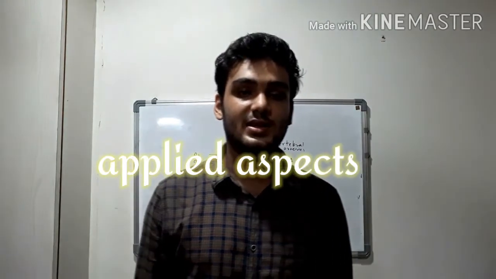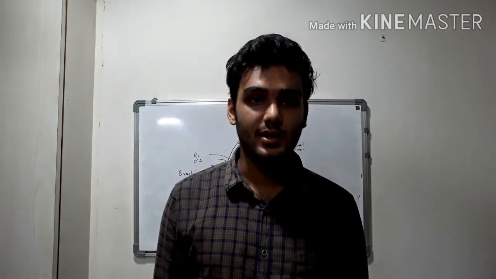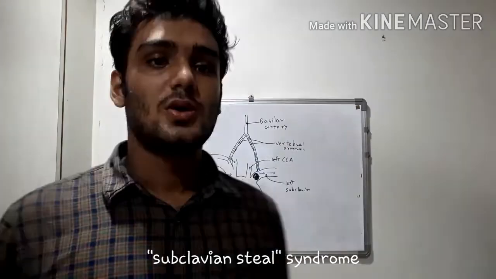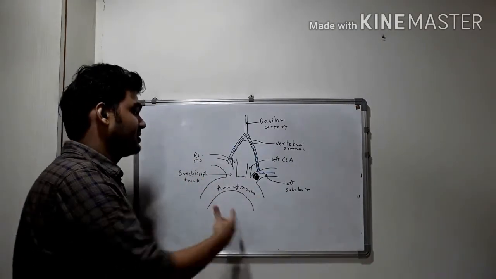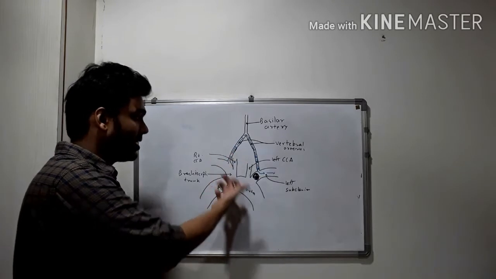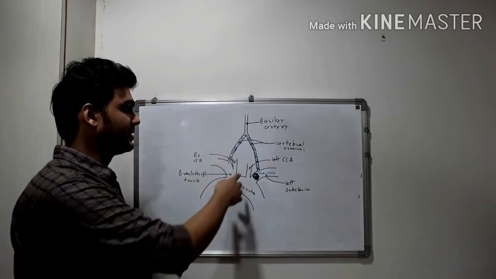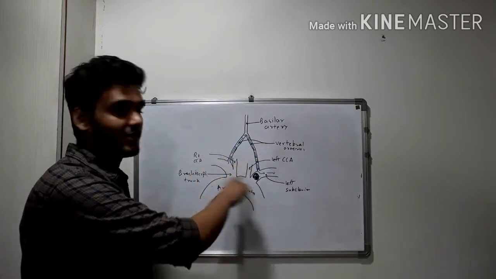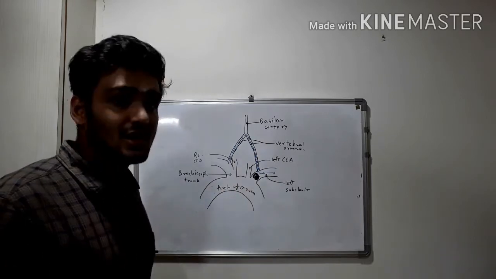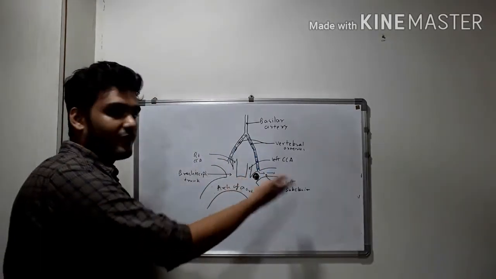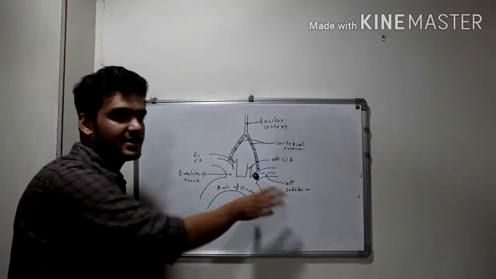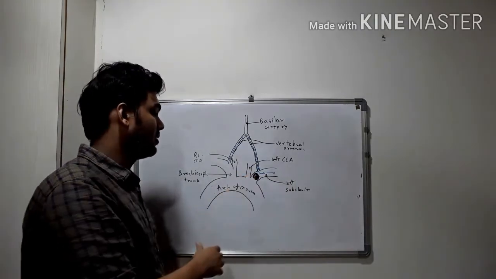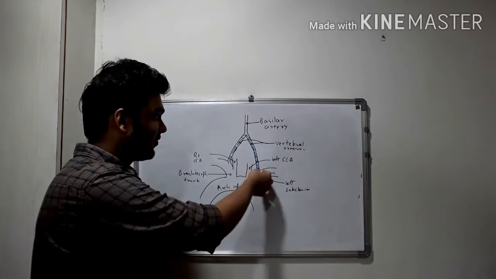So now let's discuss some of the applied aspects related to subclavian artery. Let's begin with the subclavian steal syndrome. You can identify all the structures shown in this diagram. This is the arch of aorta, and this is the brachiocephalic trunk, and the right common carotid and the right subclavian arising from it. And here is the left common carotid and left subclavian arising from the arch of aorta. Now supposing there is a blockade in subclavian artery of any of these 2 sides, let's say on the left side there is a blockade of subclavian artery proximal to the origin of vertebral artery.